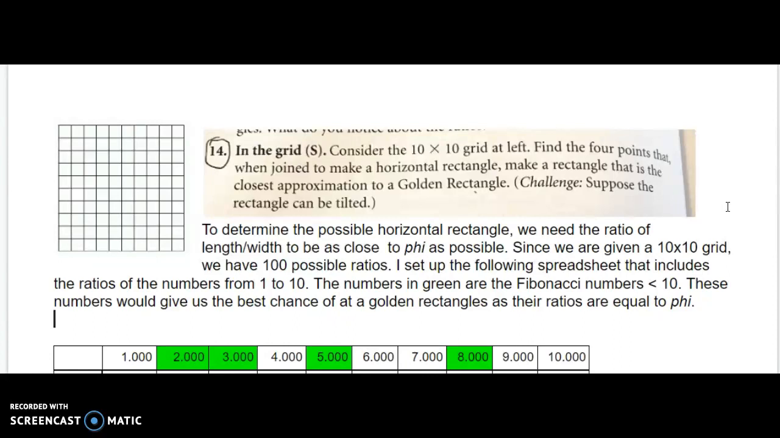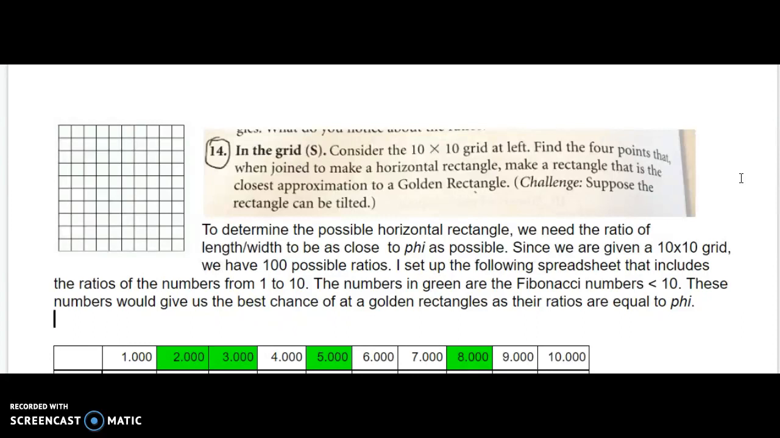So, given the grid that's a 10 by 10 at the left, which is right here, find the 4 points that, when joined to make a horizontal rectangle, make a rectangle that is the closest approximation to a golden rectangle. Also, for a challenge, suppose that the rectangle can be tilted. So at first, when I was approaching this problem, I didn't realize that we had only the points on the grid to be used. So I had to muddle through that for a while.